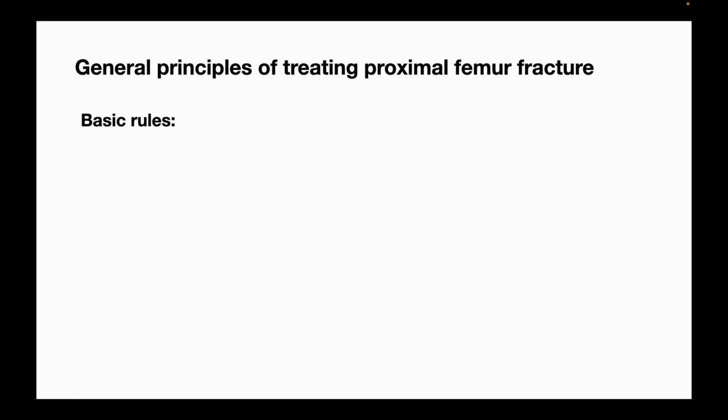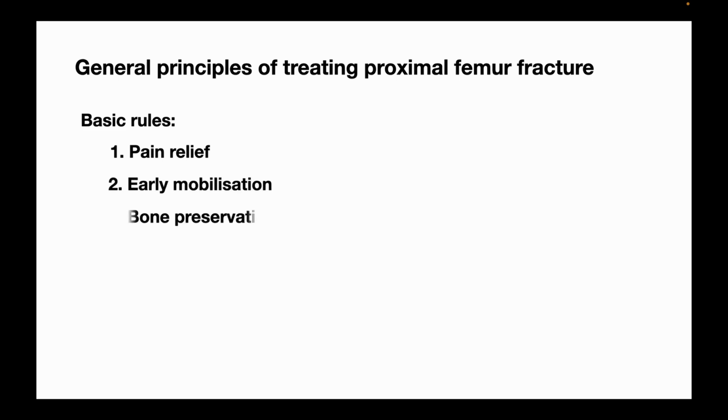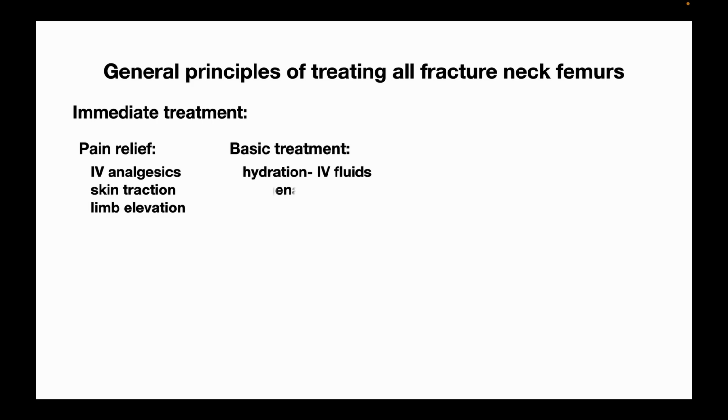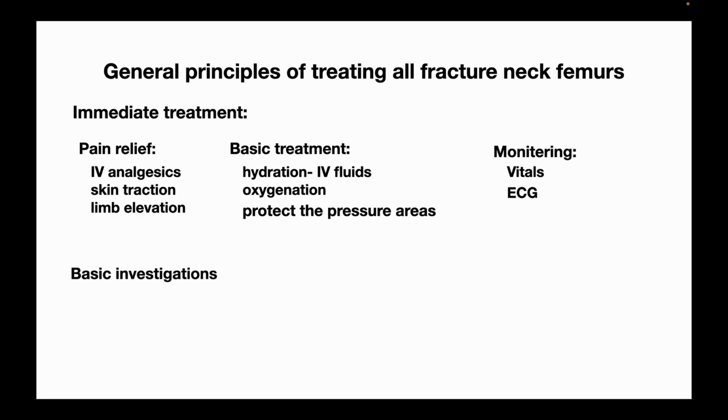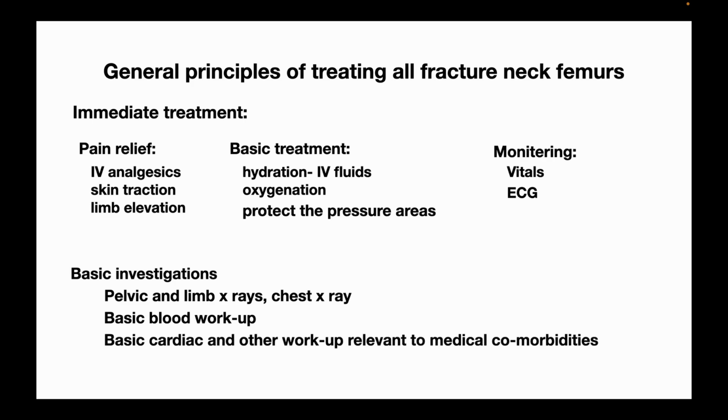Because of these reasons, the basic rules for the treatment of fracture of the femur are pain relief, early mobilization, and bone preservation. The standard immediate treatment for these types of fractures are pain relief by appropriate IV analgesics, skin traction, and limb elevation, and basic systemic treatment with IV fluids, oxygenation, and protection of the pressure areas. We should also be monitoring the vitals, input-output, and other parameters. Basic investigations such as X-rays of the affected area and chest X-ray are essential. Basic blood workup and any other associated medical comorbidities should also be investigated.